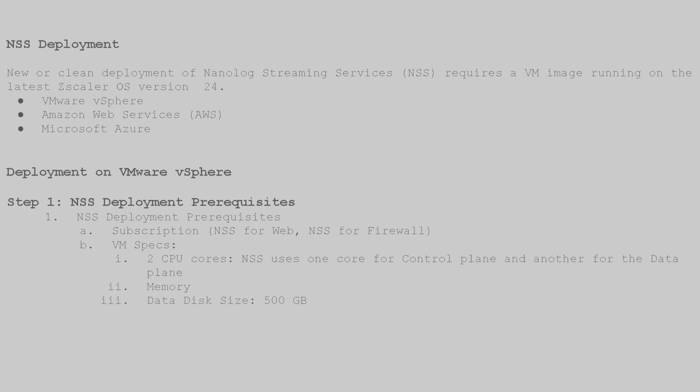There are two types of subscription for two types of logs, right? Firewall and web logs. For the VMware, you would need two CPU cores, one for the control channel and another for the data channel traffic. The memory depends on the traffic, right? And the logging, how many users you have, how much log one user per hour processes or generates, right? Based on that, you get a memory. And that's something you can compute on a Zscaler portal, and based on that, you can configure an NSS configuration. Data disk size is usually 500 GB.